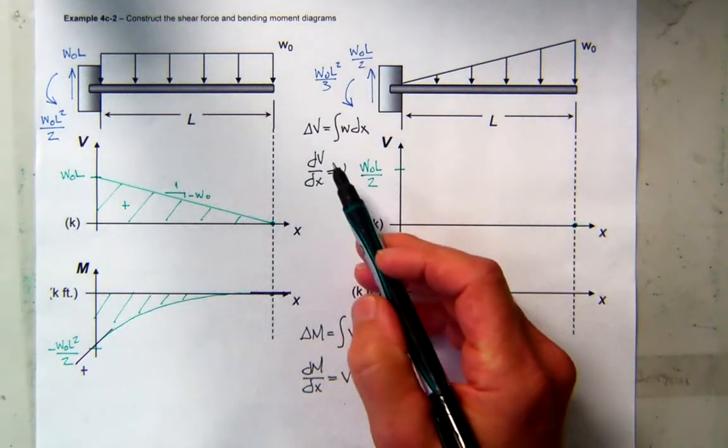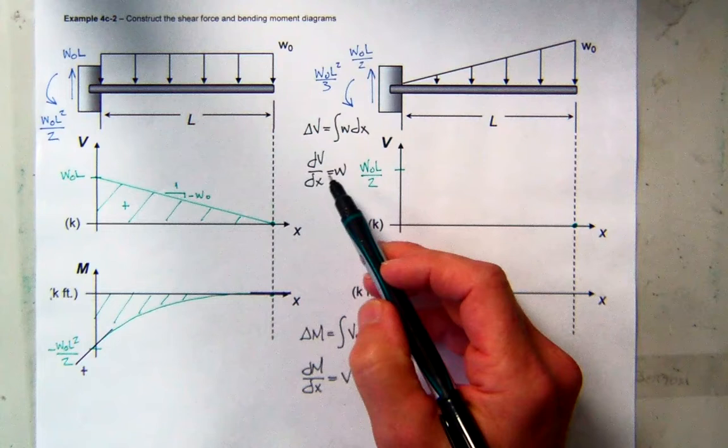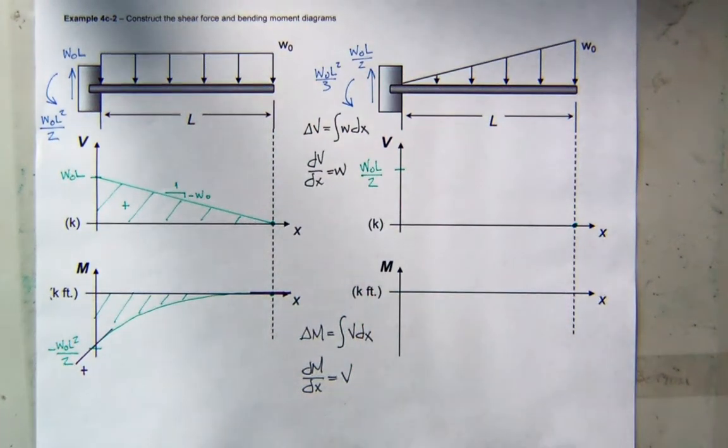So now you come back and you say, okay, what's the slope of the shear diagram? Well, it's given by the value of the load. What is the value of the load at x equals 0?